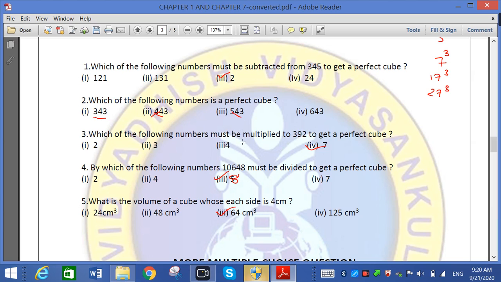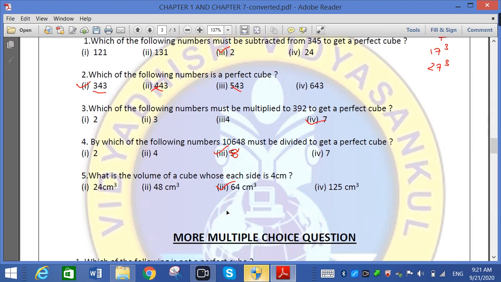So the first 5 MCQs, I have already given the answers. In the first it is 2. In the second it is 343. In the third it is 7. In the fourth it is not 5, it is 8. Then it is possible. And here 64.